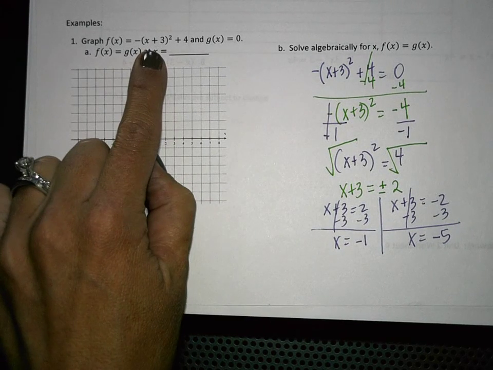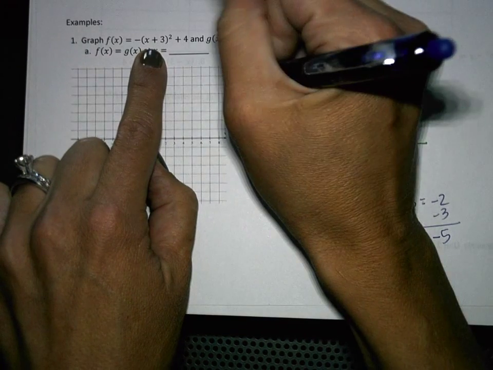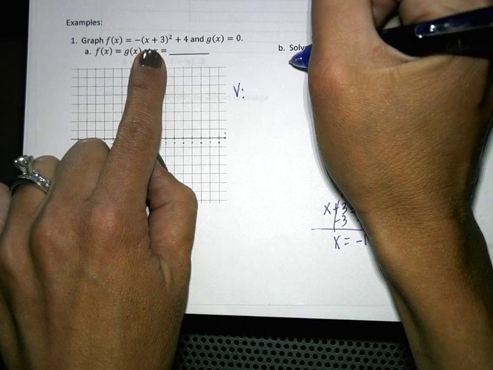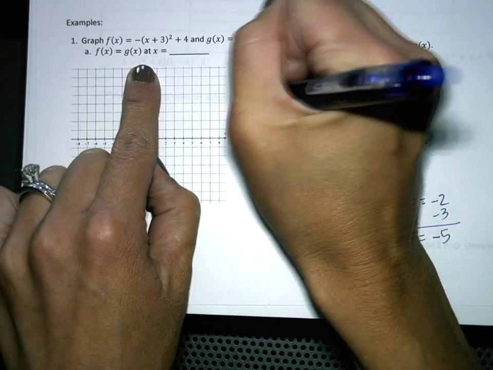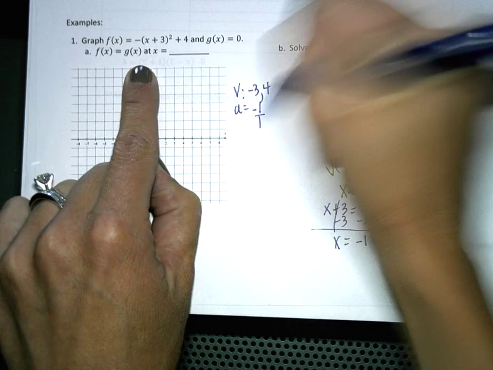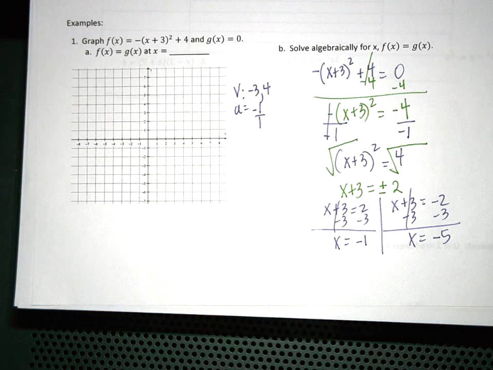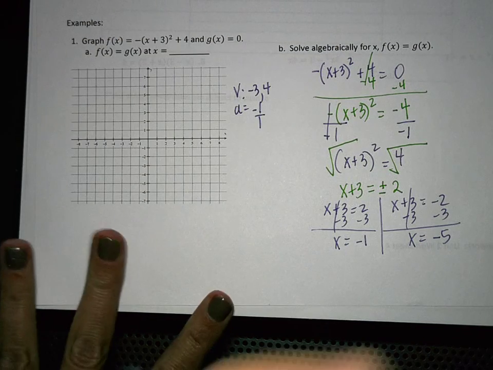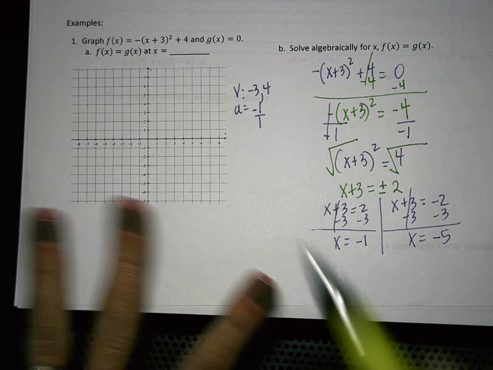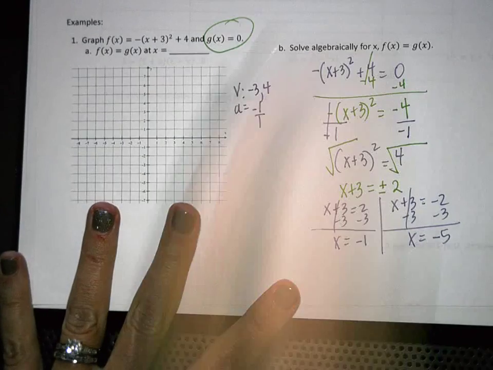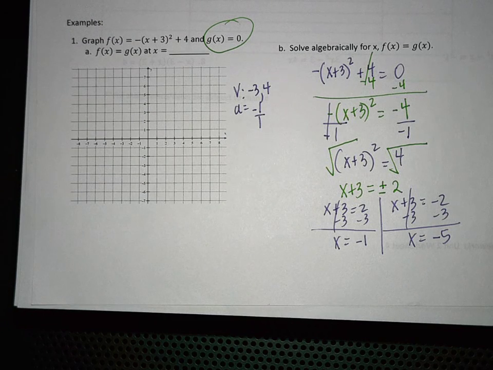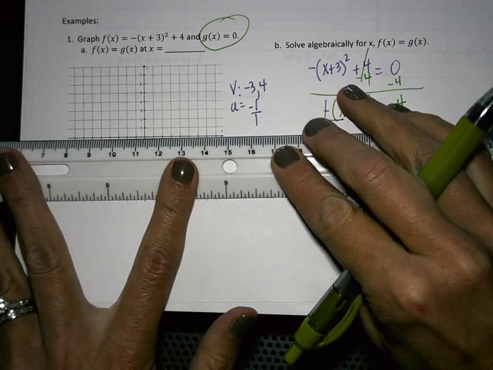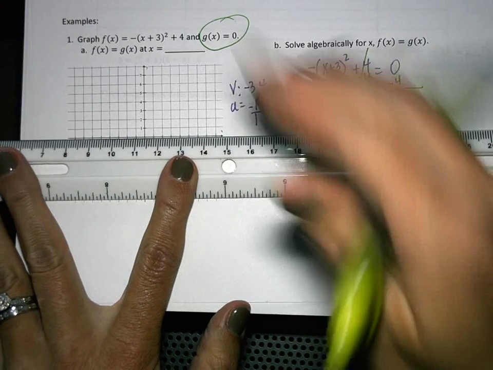So for f of x, we need to have our vertex. What would be my vertex here? Good, negative 3, 4. And my a value is negative 1 over 1, which means I know that it would end up going down. So the other thing is, I'm going to graph this actually first. So g of x equals 0, where do I go to write that line? Just right here. And it's really y equals 0, and we draw this line through here.